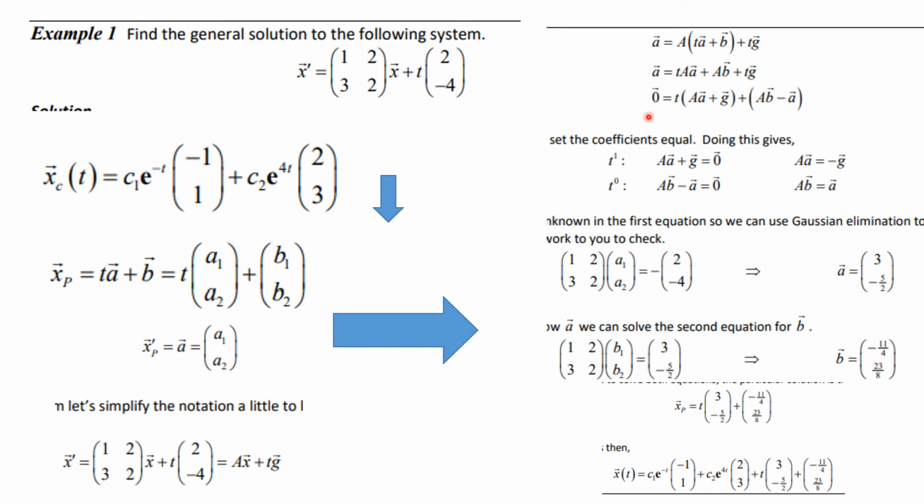So the 0 vector is equal to this. Now, the only way that can happen is for both of these coefficients to be 0. So when I say the first coefficient is equal to 0, this is what I get. And that means that matrix A times vector a is the negative of vector g.